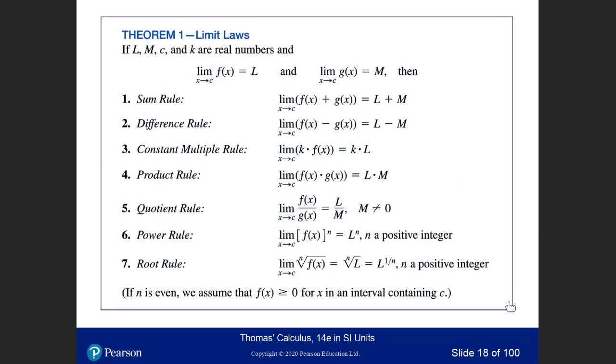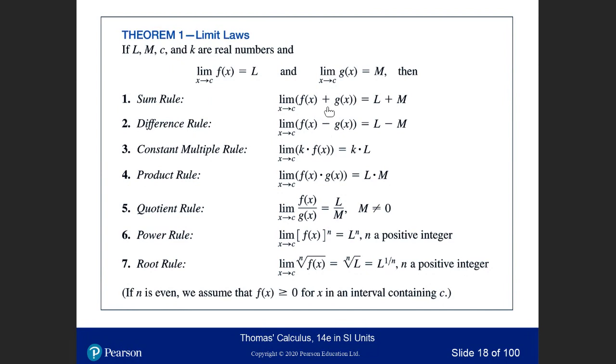Okay, let's look at limit laws. This is sort of obvious. Suppose you have two functions, f of x and g of x, and the limit as x approaches c of f of x is L, and the limit of g of x as x approaches c is M. So the sum rule is straightforward.